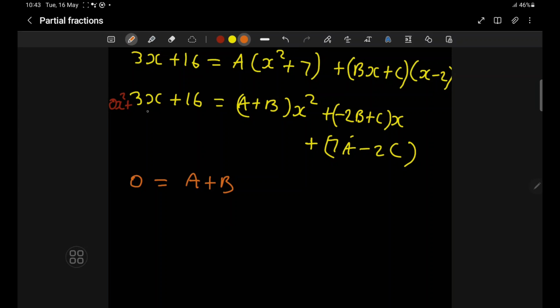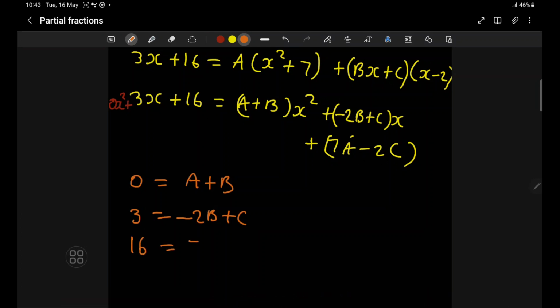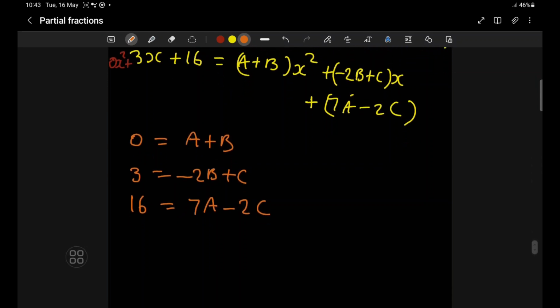Here our coefficient for x is 3. Our coefficient for x here is negative 2b plus c. And finally, for the constant, we have 16, which is equal to 7a minus 2c. And then we can now solve the expressions we have.